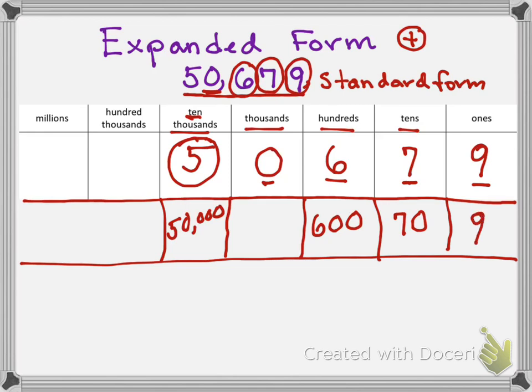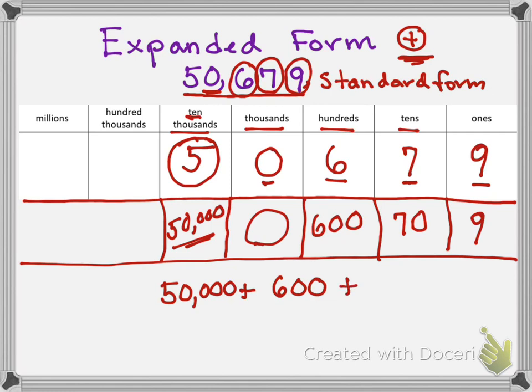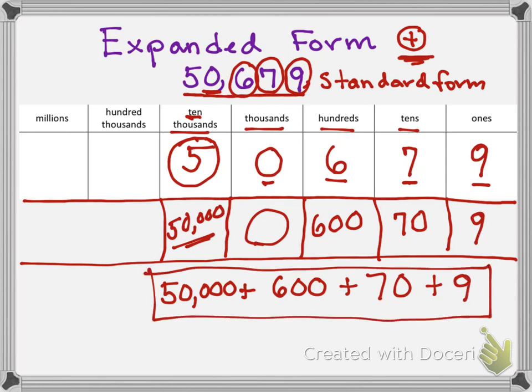To show expanded form, we need to use that addition sign. So we have 50,000 in the 10,000s, so we're going to put 50,000 plus, we have nothing in the thousands, so we're just going to leave that alone. We have 600, I'm going to put 600, plus 70, plus 9. This is how we show expanded form.